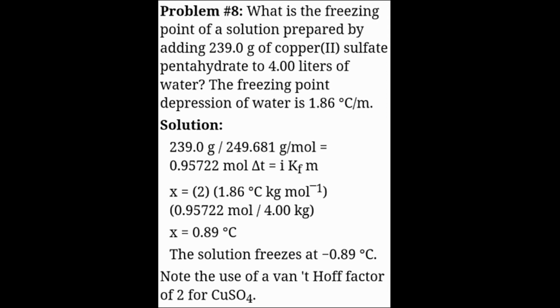0.95722 moles. Delta T is equal to i Kf m, where i is the Van't Hoff factor. So delta T is equal to, the Van't Hoff factor is 2, so 2 into 1.86 degrees Celsius into 0.95722 divided by 4 kg. That is equal to 0.89 degrees Celsius. The solution freezes at negative 0.89 degrees Celsius.